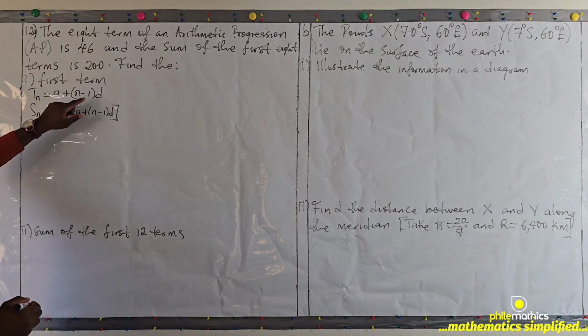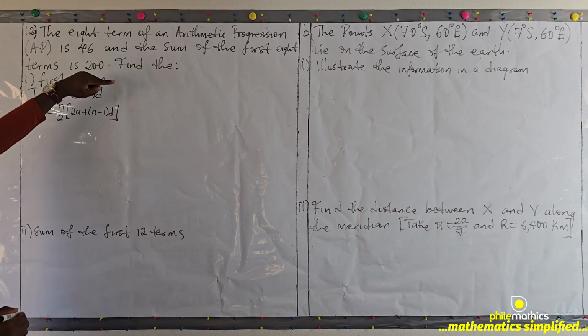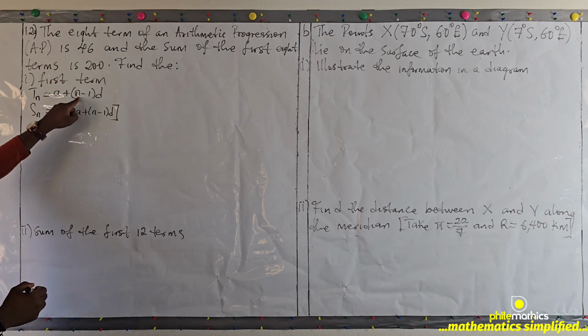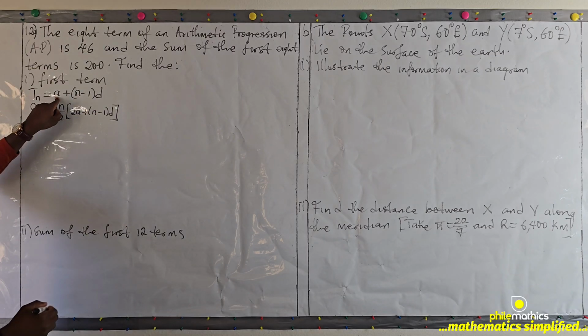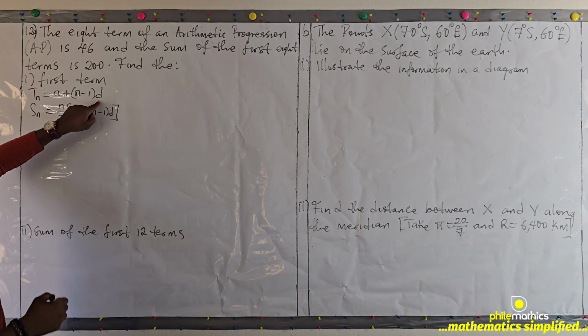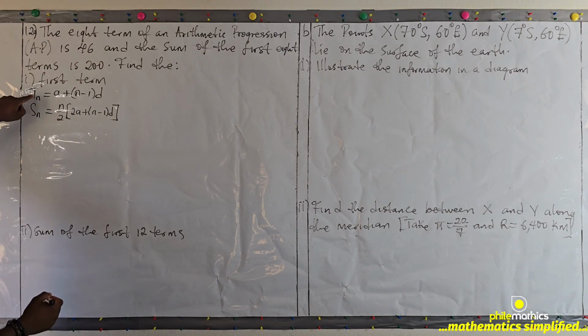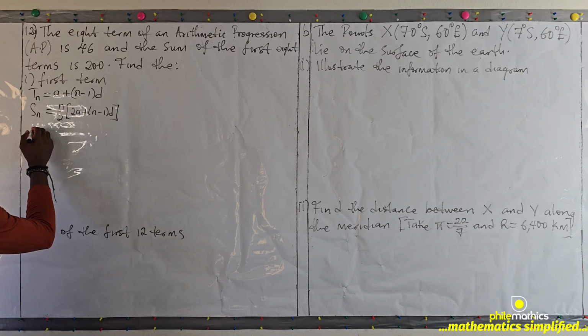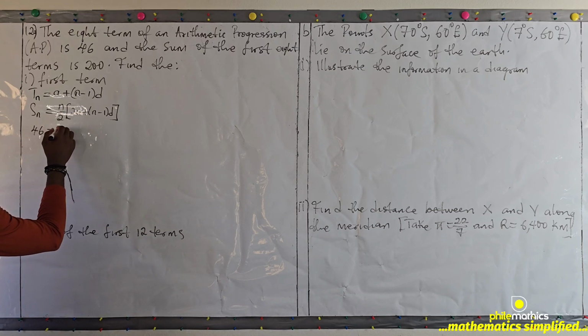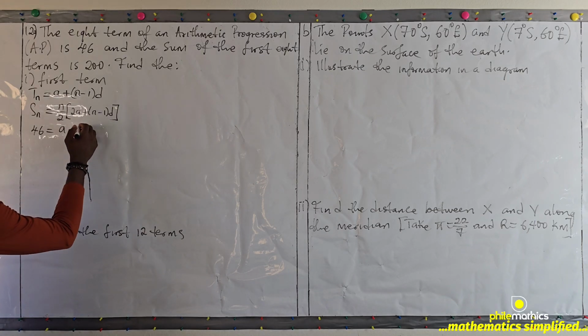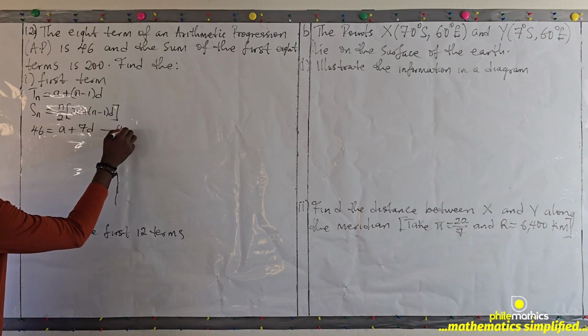So we are going to use this formula to solve this problem. The 8th term of an AP, where a is the first term, n is the number of terms, d is the common difference. n is 8. If we substitute, this is 46. So we have 46 equals a plus 8 minus 1, 7d. Let's call this equation 1.